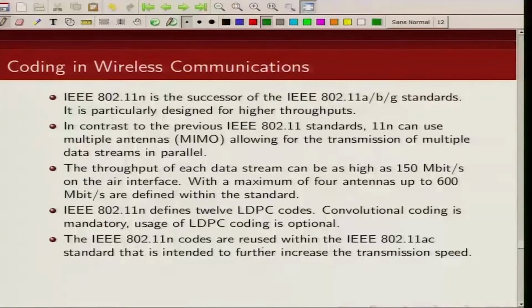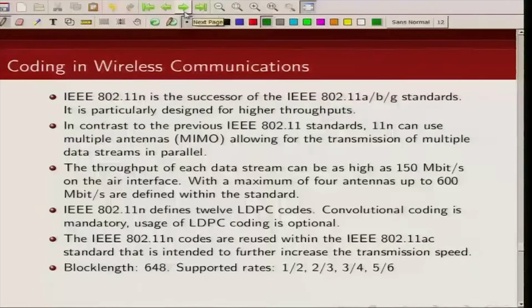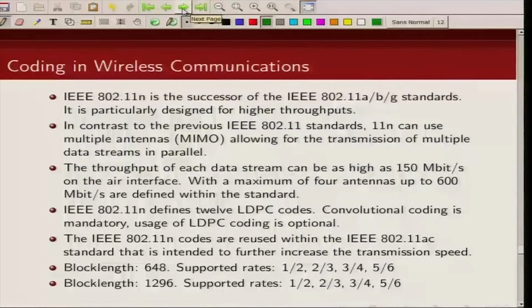then these codes have been further reused in the standard 802.11ac to further increase the transmission rate. So, I list here some of the block lengths which have been supported. So, block length 648, and these are the various code rates supported here. Similarly, for block length of 1296, these are the various code rates which have been supported.